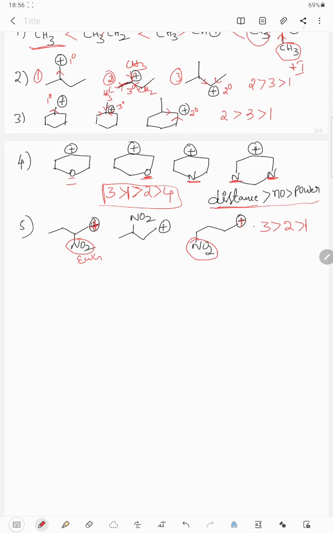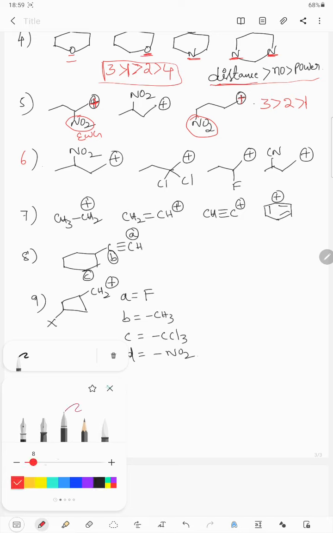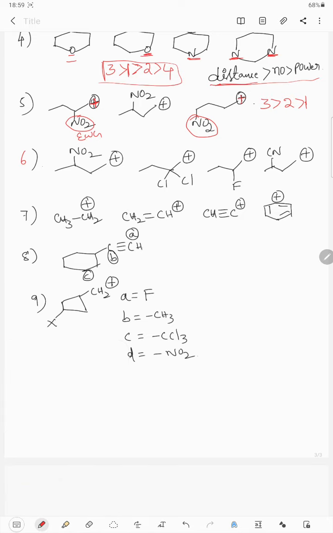I will write some more examples. I have taken 4 extra examples here. Now we will discuss which carbocation is more stable. Now look here, NO2 is present, and 2 Cl groups, all electron withdrawing groups. Now here you can check the distance. One fluorine is very near to the carbocation and 2 chlorines are very near to the carbocation, that's why the second one is highly unstable. Why? Because there are 2 withdrawing groups and they are very near. Here there is 1 electron withdrawing group, and it is near.